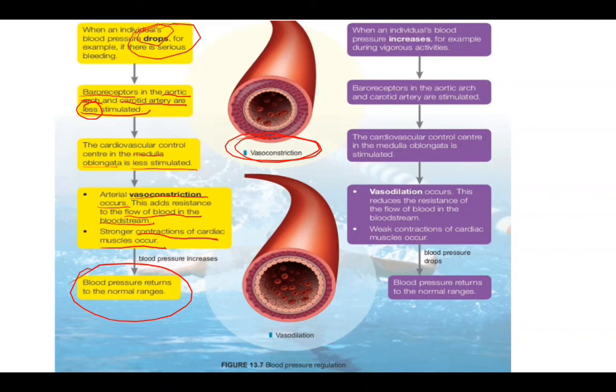But when an individual blood pressure increase from normal, for example during vigorous activities, baroreceptor in the aortic arch and carotid artery are stimulated. The cardiovascular control center in the medulla oblongata is stimulated. What happened? Vasodilation occur. Ini ya, vasodilation. Dia melebar. Vasodilation, dilate lah. Okay. So this reduces the resistance of the blood flow in the bloodstream. So weak contractions of cardiac muscle occur and the blood pressure drop to normal.